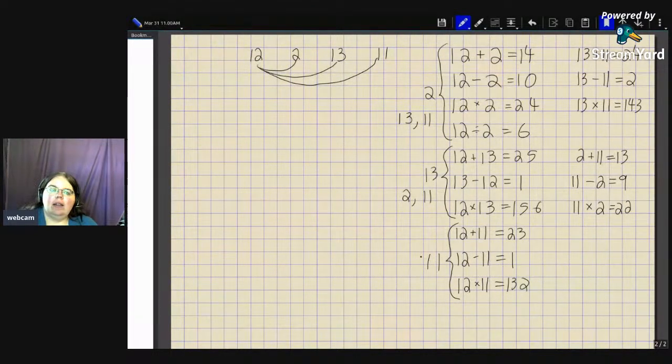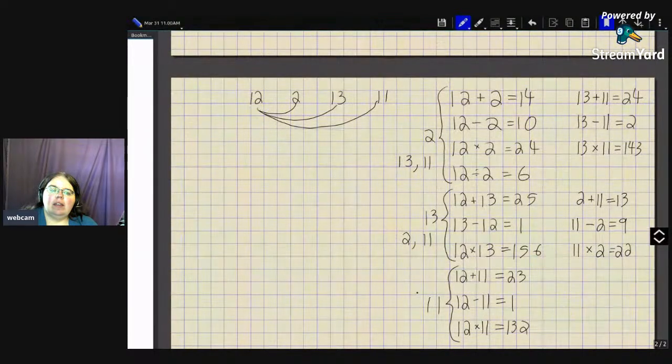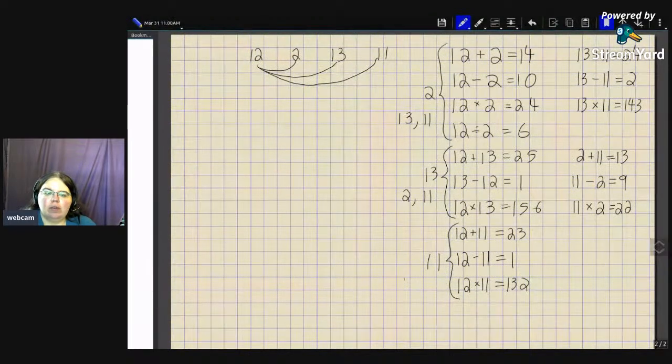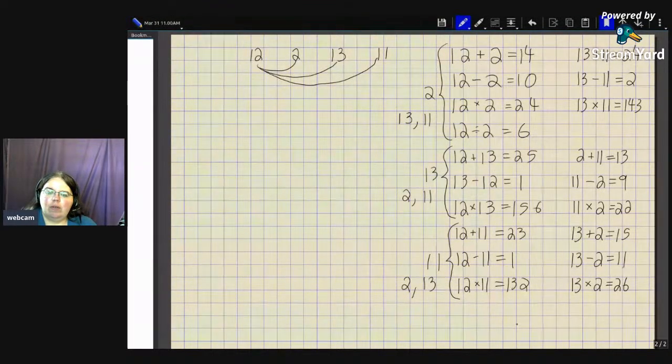So let's see. So if 12 and 11 are paired, then 2 and 13 are my other two. So how can I pair those? Well, let's see. So I could say 13 plus 2 is 15. 13 minus 2 is 11. And 13 times 2 is 26. If I could subtract a 2 from that, but I don't have a 2 over here.